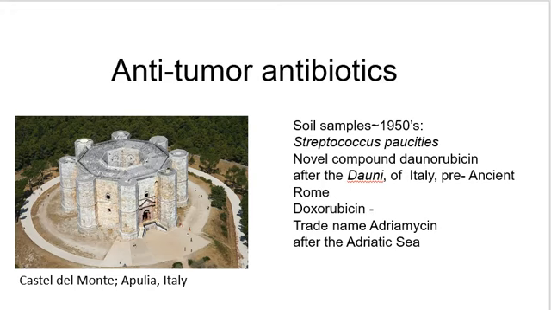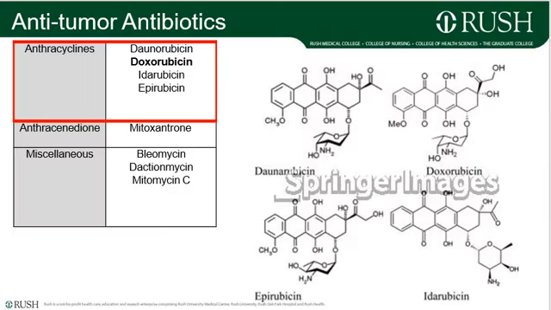This novel compound was first named daunorubicin for the ancient pre-Roman tribe that inhabited that portion of the Italian peninsula. The trade name was adriamycin, after the Adriatic Sea. And so a lot of these compounds in this entire lecture series actually come from nature. So it's an interesting kind of side story.